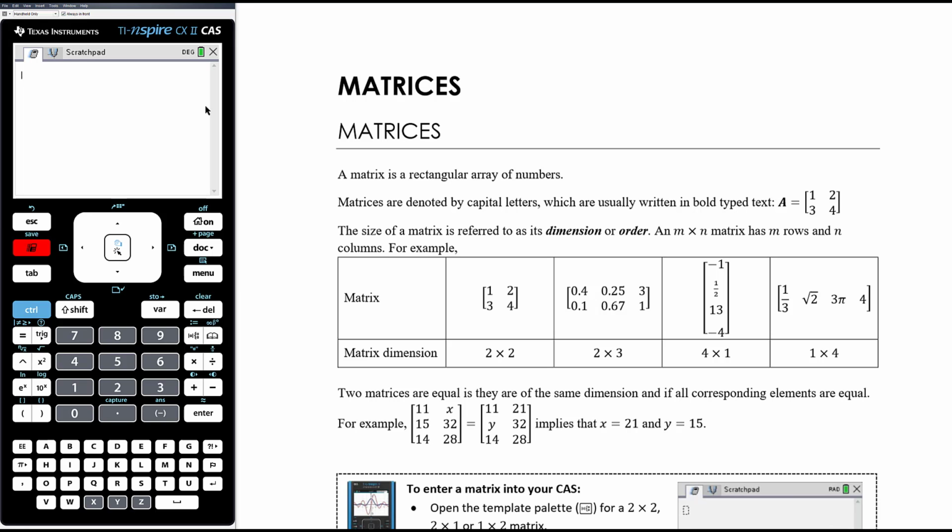That would be written like a product. So an m by n matrix has m rows and n columns. For example, this matrix we see here is a 2 by 2 matrix. It has 2 rows and 2 columns, and so it is 2 by 2. This matrix is a 2 by 3 matrix, 2 rows, 1, 2, 3 columns. 4 by 1, 1, 2, 3, 4 rows, 1 column, and 1 by 4, 1 row and 4 columns.